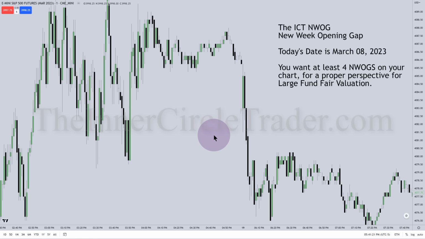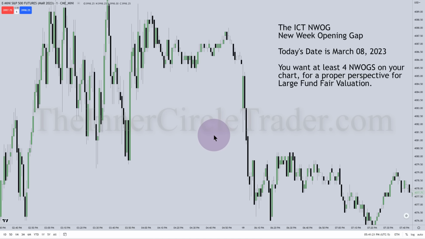Now, the ICT New Week Opening Gap is a tool that I utilize to give me large fund fair value, meaning that the markets will generally gyrate on a little bit higher time frame, pulling back to old new week opening gaps, whereas everyone knows that there's gaps. Okay, I didn't invent a gap on Sunday, but the approach to utilizing it and how the algorithms refer back to it as a point of fair value, it's kind of like when an inefficiency is filled in and repriced to.